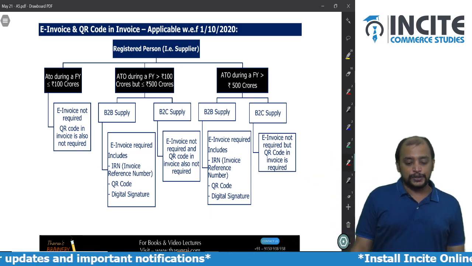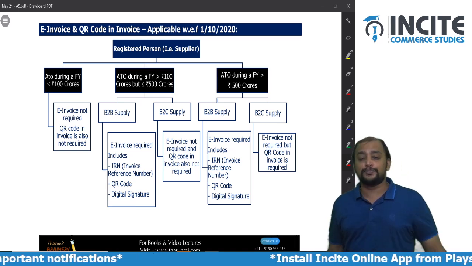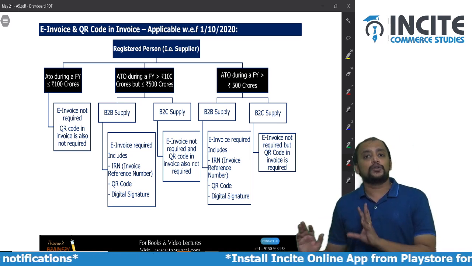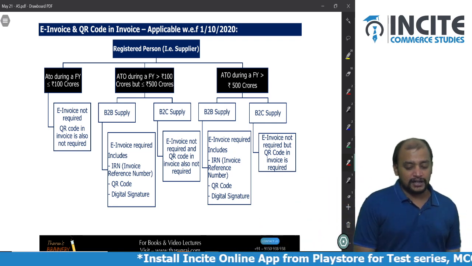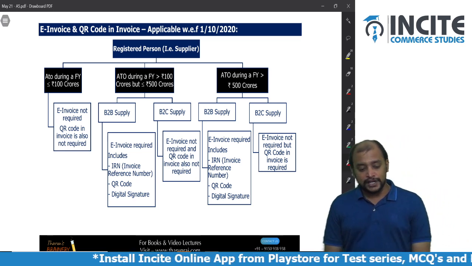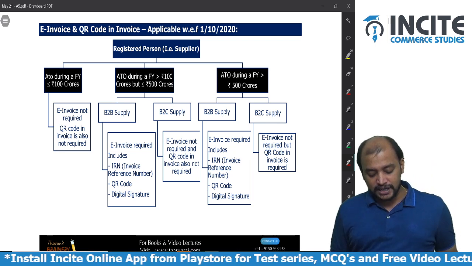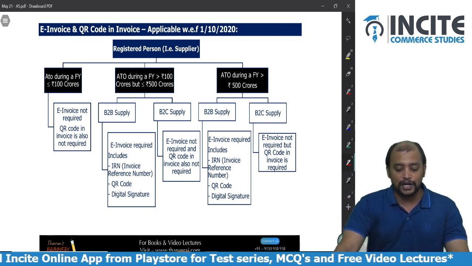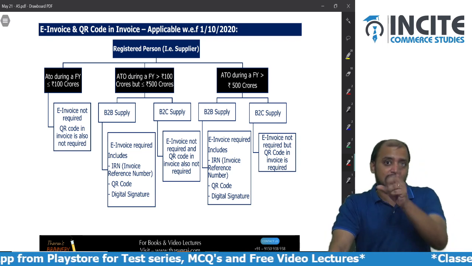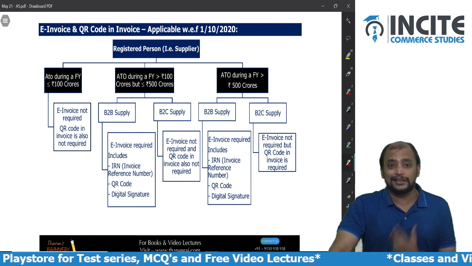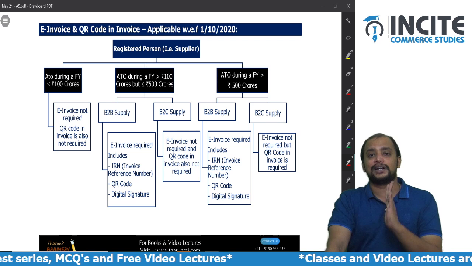Okay. So when the aggregate turnover during any previous year exceeds 500 crores, B2B requires e-invoicing, B2C requires just the QR code. If it exceeds 100 but does not exceed 500, B2B e-invoice is required, and in case of B2C, e-invoicing is not required, and QR code in the invoice is also not required. If it does not exceed 100 crores, nothing is required.